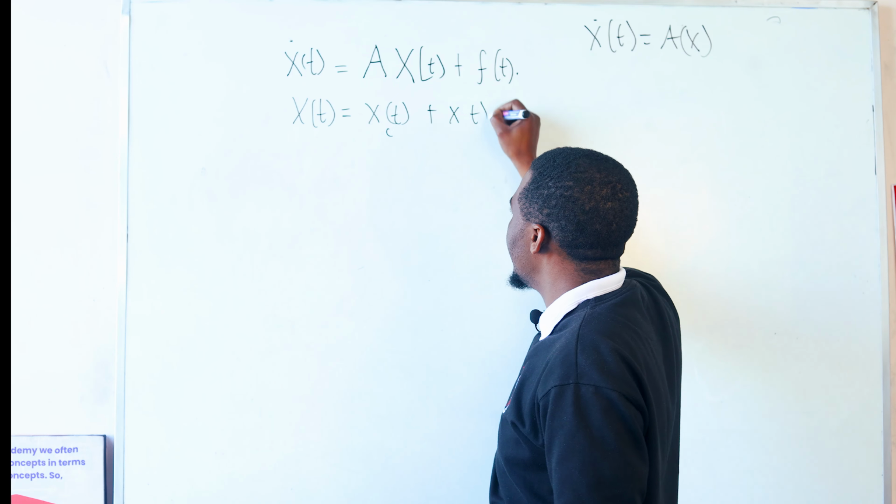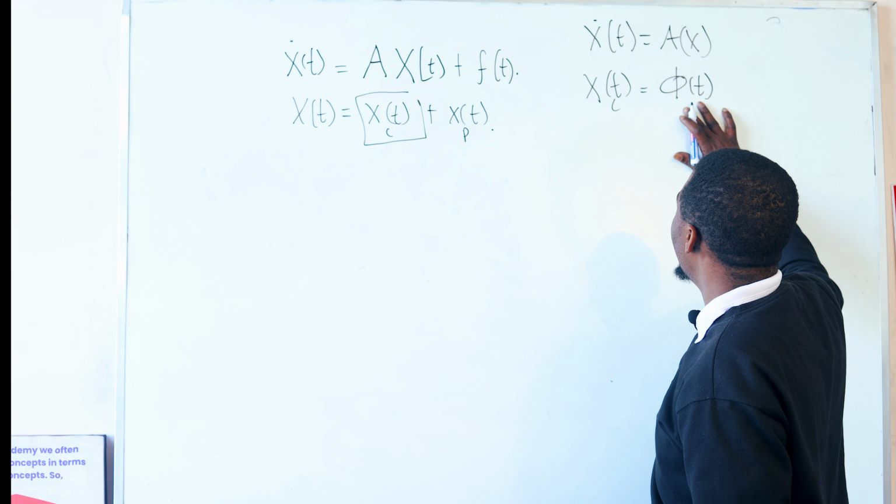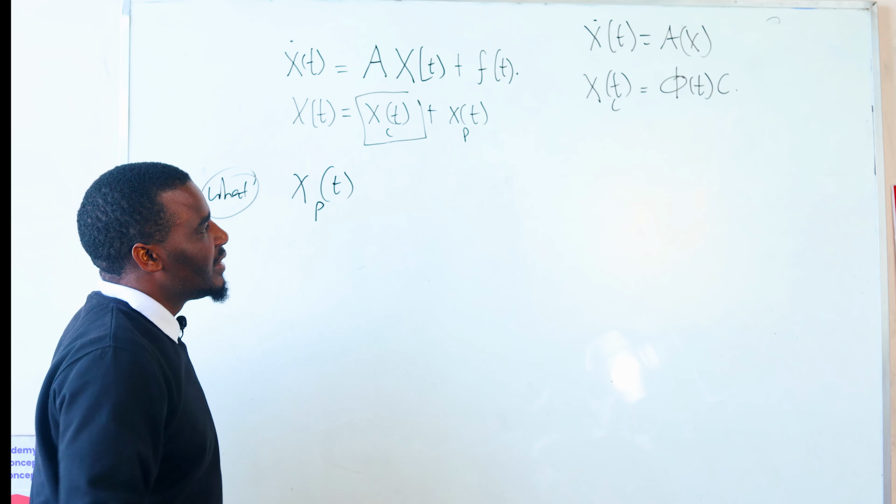Remember, we said that the complementary of x of t is equivalent to phi of t, where phi of t is the fundamental matrix, right? So it's going to be phi of t times c. That's what we've explained as far as this is concerned. What about this one? Because this is a new animal now. What about the particular solution, right? How do we calculate the particular solution?